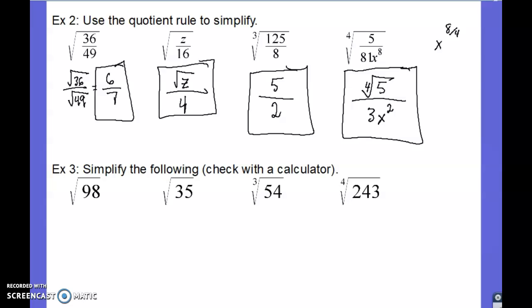And that's all of exercise 2. Now moving on to exercise 3, I have a particular way that I like to simplify. By the way, we're doing simplest radical form.